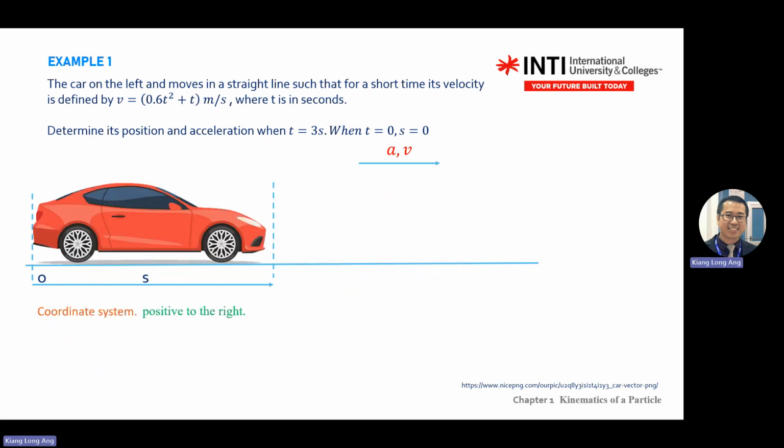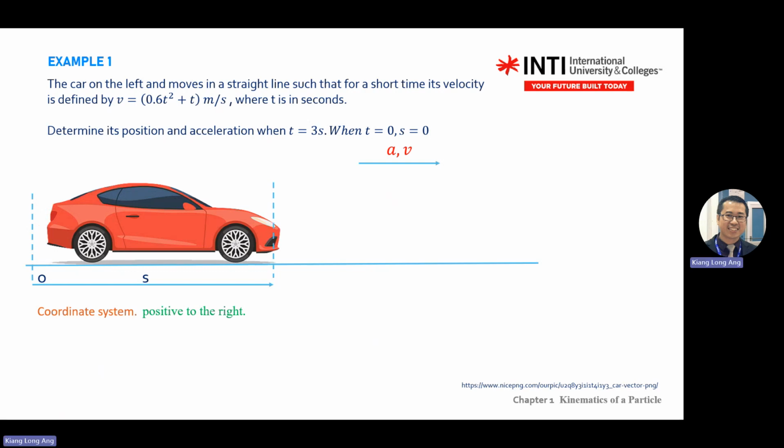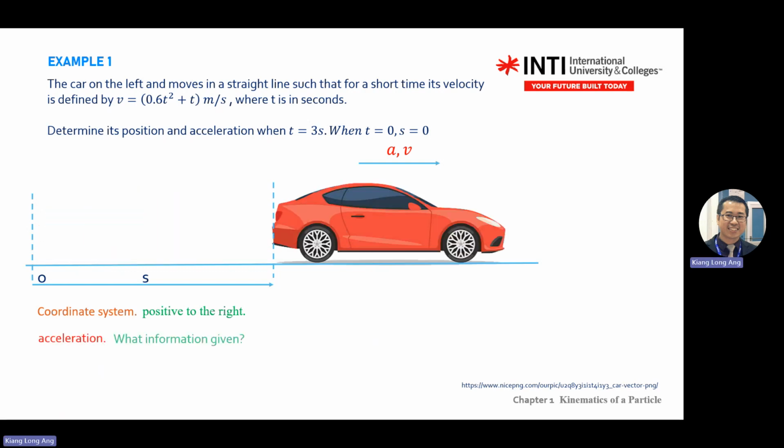Okay, next one is acceleration. Same. When you do acceleration, you look at your cheat sheet there. What is the definition of acceleration? Time differentiation of velocity. So you write this in your answer: a equal to dv dt. Then again, repeat the same procedure, dt to the left, then you do integration, then you substitute the answer.